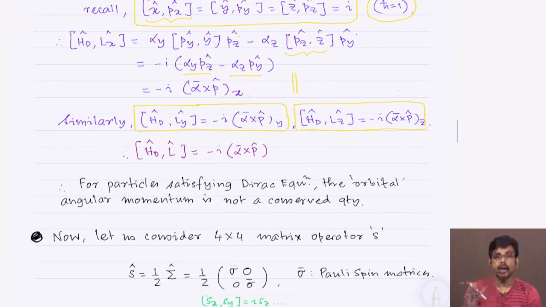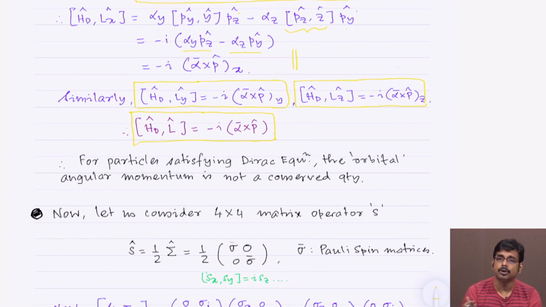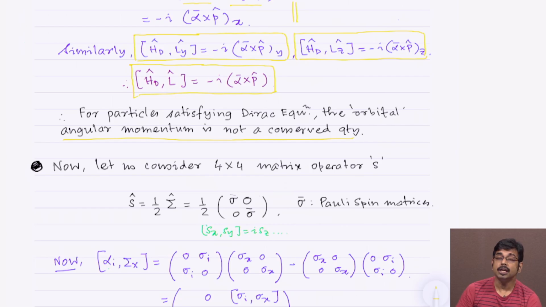Or in general, we can say that H_D commuting with the orbital angular momentum, or angular momentum, whatever we want to say, is simply minus i of alpha cross p. So, orbital angular momentum is essentially not a conserved quantity, because the commutator with the Dirac Hamiltonian is not equal to 0. So, the angular momentum is not a conserved quantity. The question now is, can we construct what we call the intrinsic angular momentum or the spin?